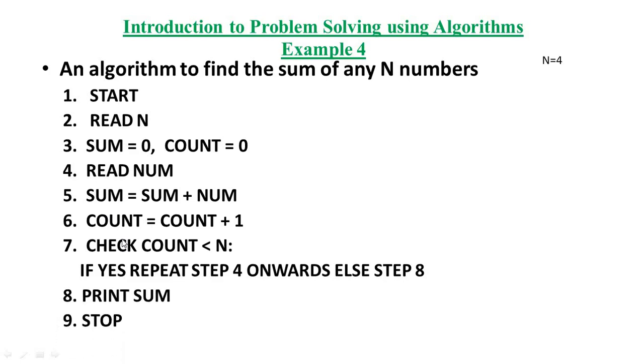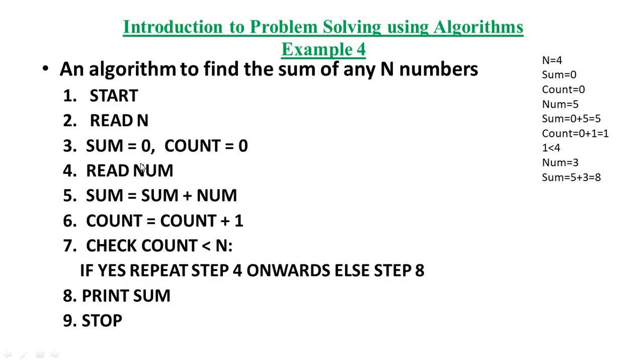Let's see with an example. We have taken n equal to 4. Sum becomes 0. Count becomes 0. Read number, I have given 5. Then sum becomes 0 plus 5, 5. Count becomes 0 plus 1, 1. Then again check. Count is less than n. Count is 1, n is 4. 1 is less than 4. True. Yes. Repeat step number 4. Read the value. I have taken new number 3.